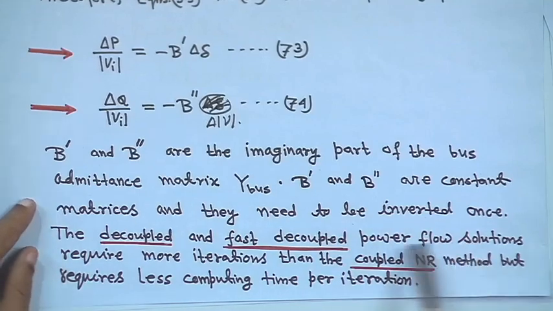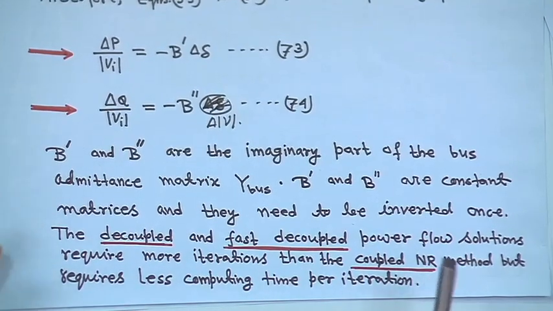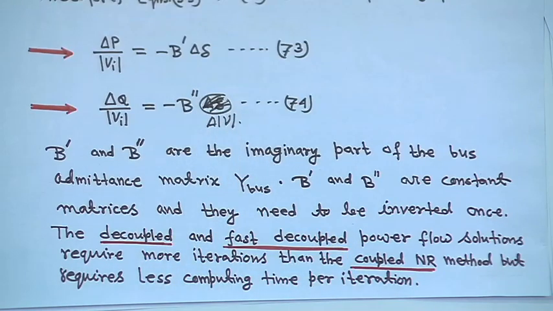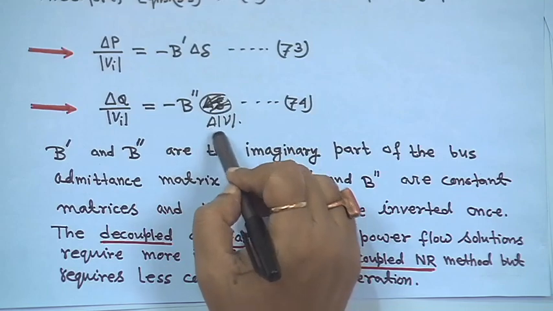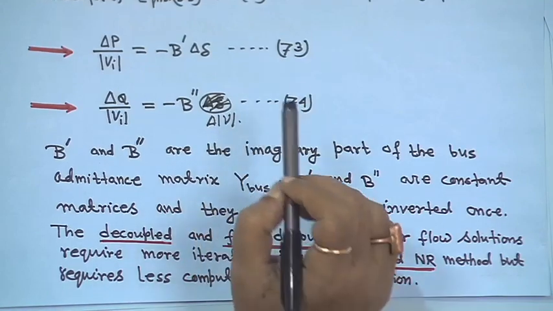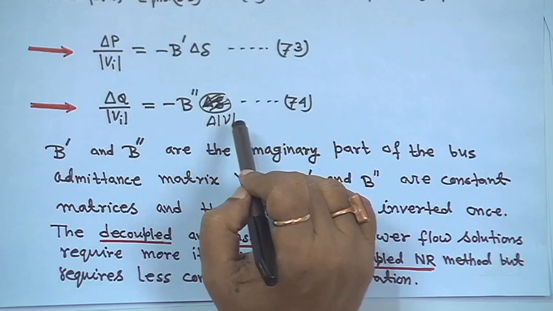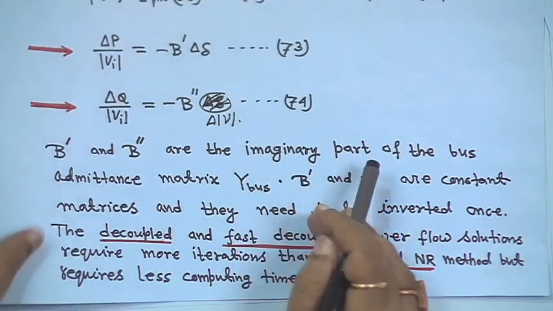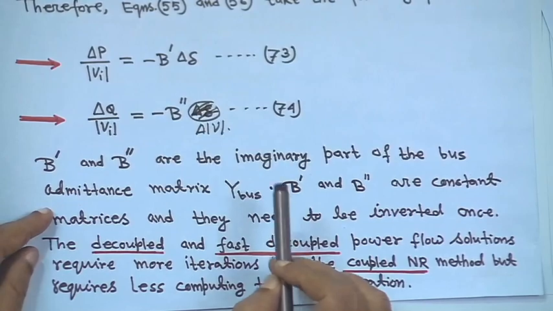So, this is the decoupled and fast decoupled power flow solution. In the fast decoupled case, the computation is very fast, but perhaps it takes more iterations than the decoupled Newton-Raphson method. But although it takes more iterations, computationally this is very efficient for transmission lines. This was proposed by Stott and Alsac, if I recall the year correctly, probably 1974. So, this is your fast decoupled load flow. So, this is the matrix.